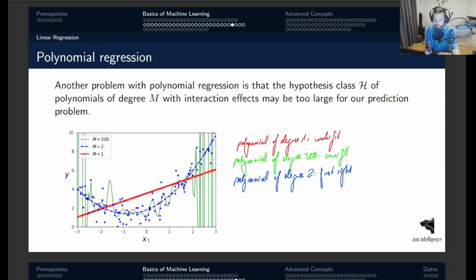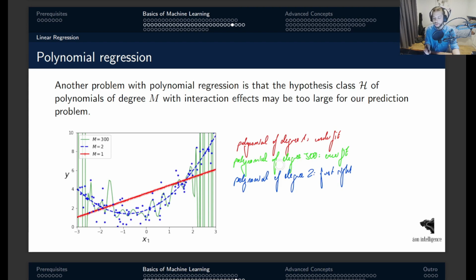Now we have the red model, which is a polynomial of degree 1. So just a linear model without any polynomial feature maps. And this underfits our data. So the true relationship in the data, we can see this because we only have one input feature, is a quadratic one with some noise. And we see that a plain linear model doesn't fit it.